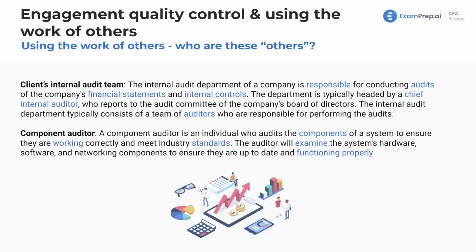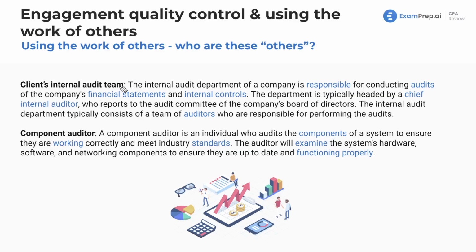Using the work of others. I've hinted at this, mentioned this a little bit. Who are these others? Who are these magical others that we talk about? Well, we have two main parties, but we'll talk about some others. Right now, we'll just talk about these two. The client's internal audit team. So again, the internal audit team, they work for the client. So if we're auditing Microsoft, Microsoft has their own internal audit team.